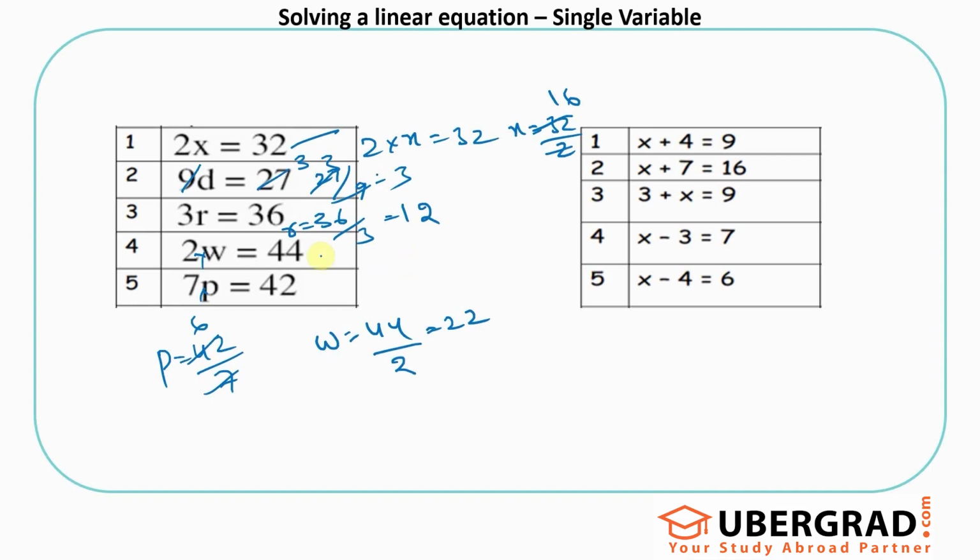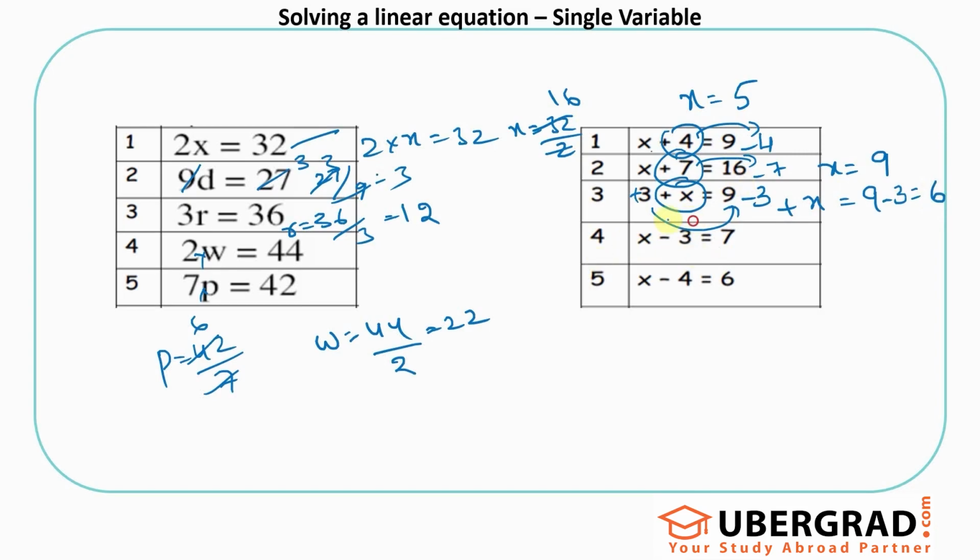Now I am dealing with the addition part. Right? x plus 4 is equal to 9. Plus 4 becomes minus 4, so x is 9 minus 4, which is 5. Plus 7 goes that side, becomes minus 7, right? So x is equal to 16 minus 7, which is 9. Now plus x is fine for me. Plus 3 comes this side and becomes minus 3. So plus x is equal to 9 minus 3, which is 6.